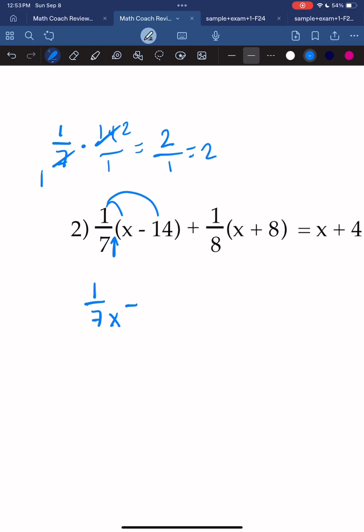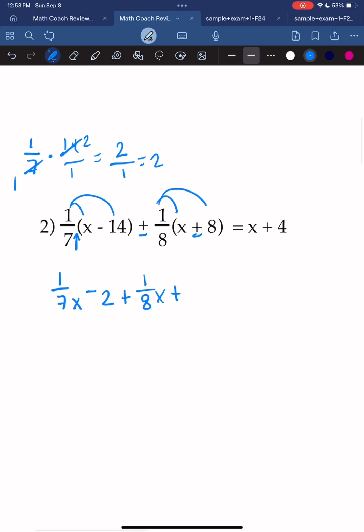So minus 2 plus 1 over 8x plus, because the positive and a positive, so that's also positive. 1 over 8 times 8 over 1. Cancels, cancels, cancels, cancels. So it's going to be just 1. Plus 1 equals x plus 4.